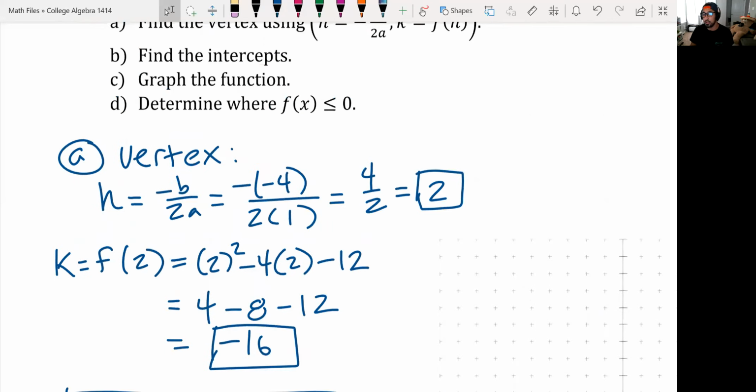And then k is f of the h value we just found, which is 2, and plug it into the function above for every x. 2 squared minus 4 times 2. And hey, look at that. That's 4 minus 8, which is -4. So our vertex is (2, -4).